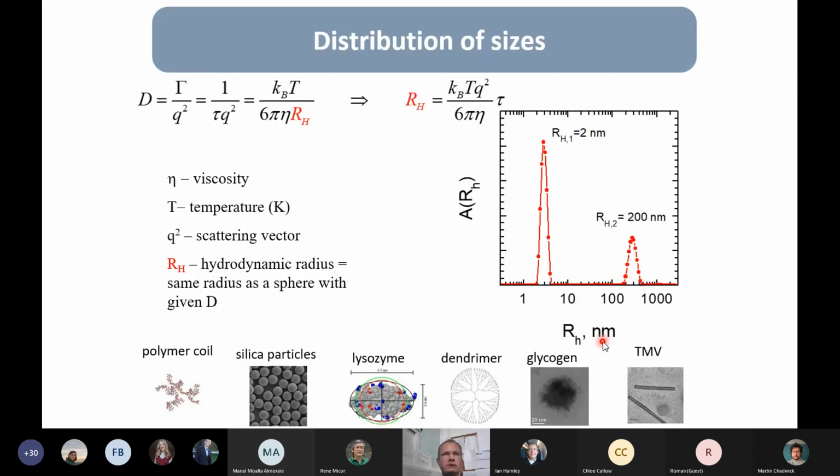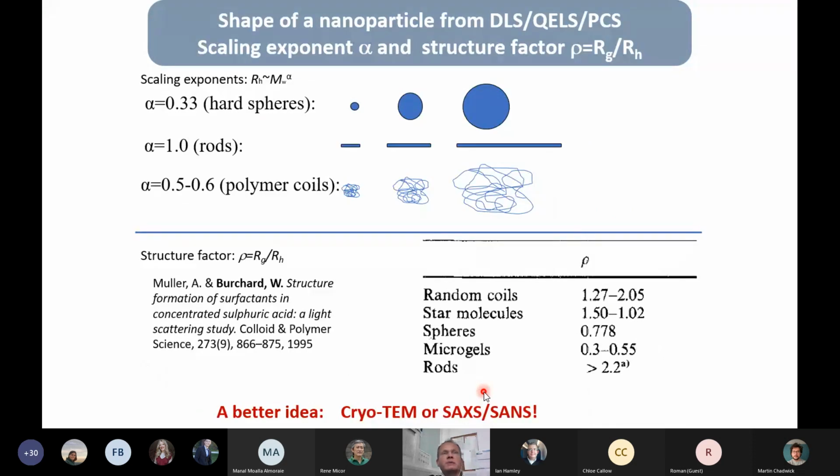That will be converted by software to hydrodynamic radius. But it doesn't mean that your particles are spheres. They might have different shapes, like I presented here. So what to do? Well, of course, the best way to address this question about the shape of nanoparticles is to make cryo-TEM experiments or AFM experiments.